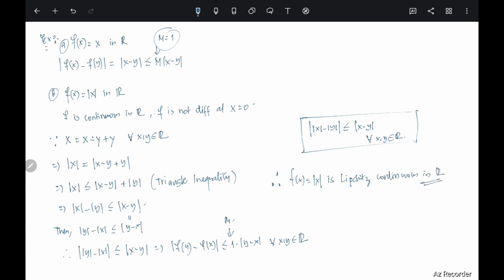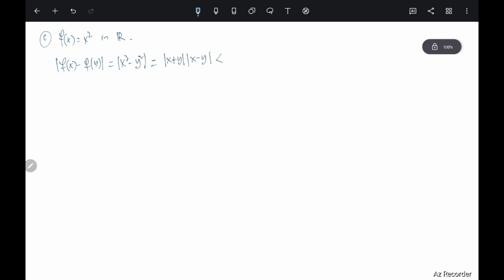Please, whenever you do Lipschitz continuity, make sure that you know where it is Lipschitz continuous, right? So for example, let's put this example. Let's say f of x equals x square. Let's just see if it is Lipschitz continuous in R or not. So you have f of x minus f of y, and you can see that this equals x square minus y square, right? That will give you x plus y times x minus y. Now if we assume it is Lipschitz continuous, this is always less than or equal to m times mod of x minus y, right?